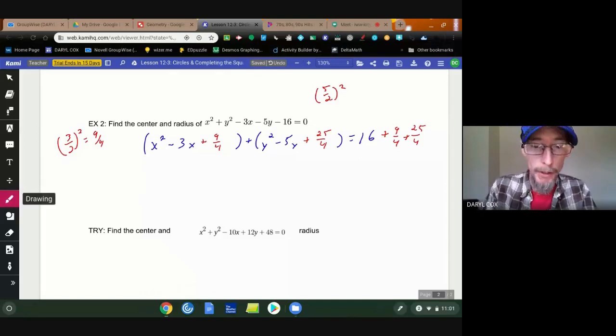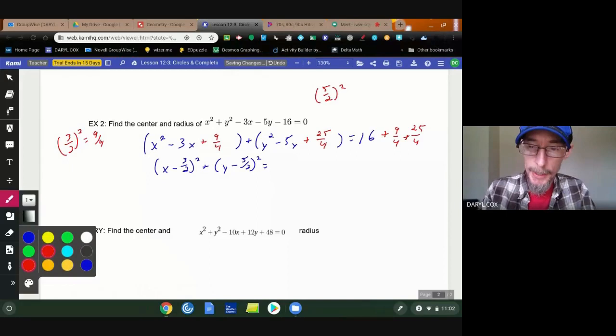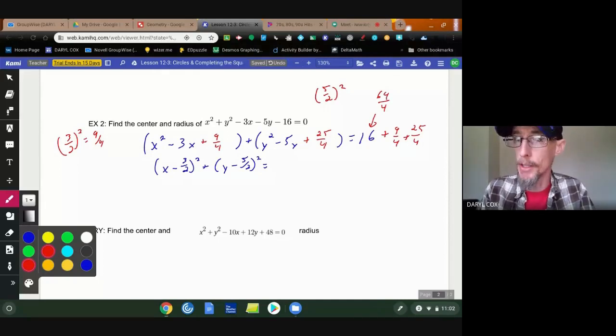Now we just do the factoring. So when I factor this, that's x minus 3 over 2 squared. And this is y minus 5 over 2 squared. And on this side, well, I've got to do some changing up here, okay? Remember that 16, I need to get a common denominator. So I need a denominator of 4. Well, 16 times 4 is 64. So 64 over 4 is the same thing as 16.